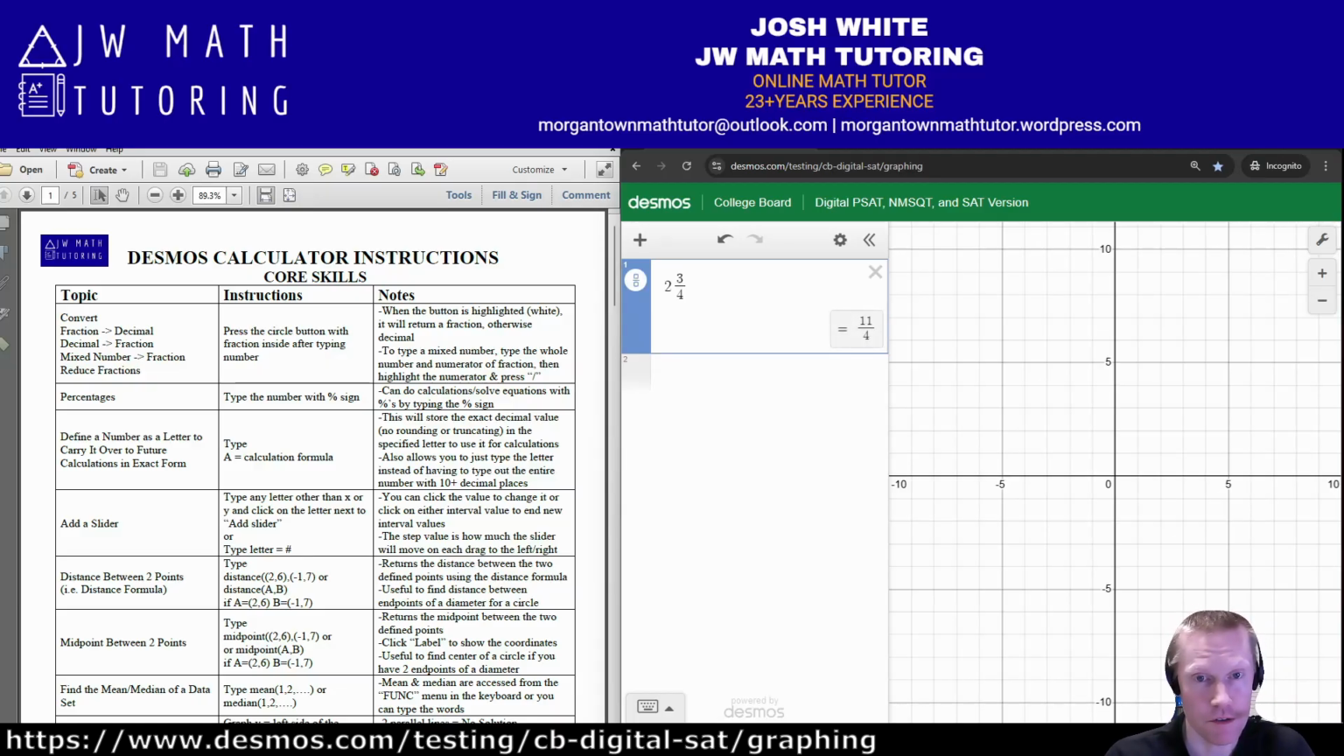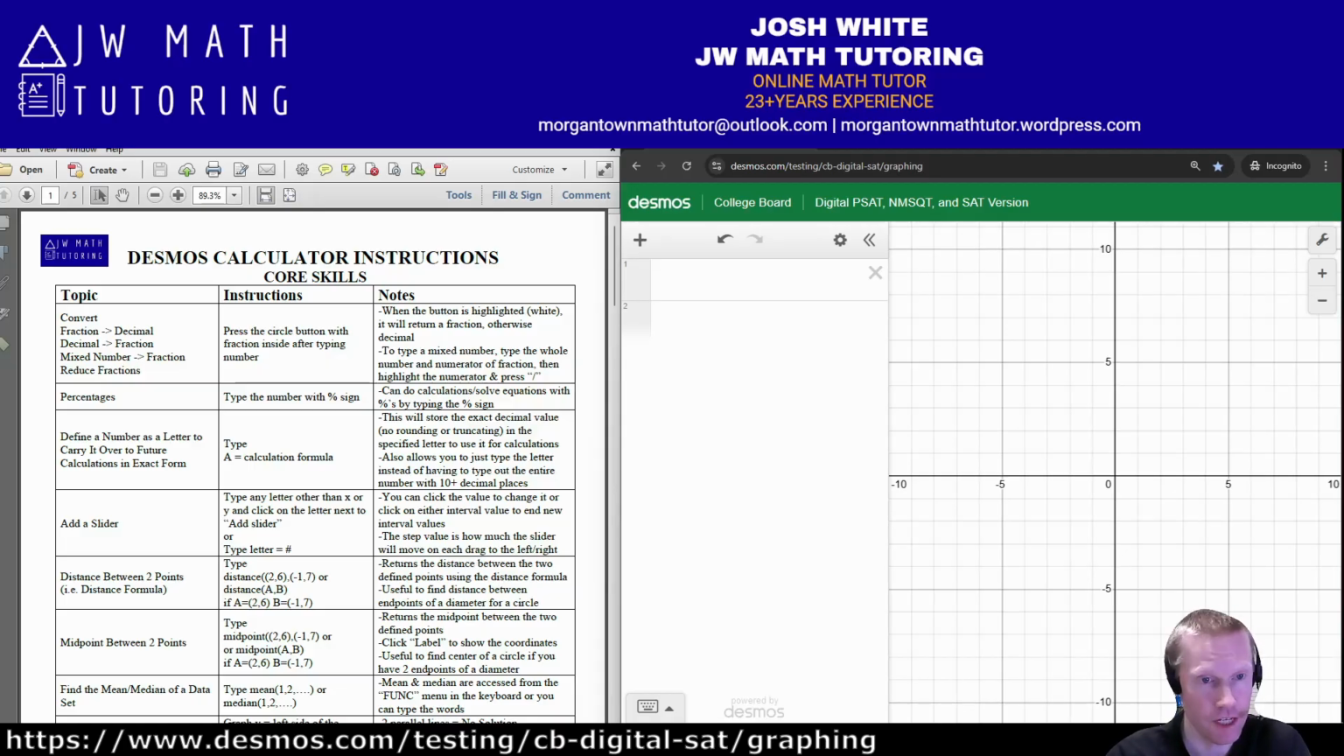Okay, notice if you press this button, it'll convert it to improper fraction form. So if you want to convert from a mixed number to an improper fraction, again, you can just click the same button. All right, so that is basically the first thing on our list, just to be aware of, the first kind of core skill.